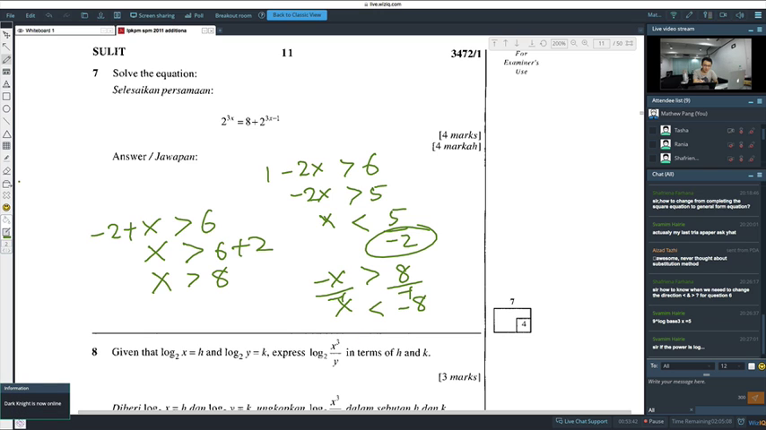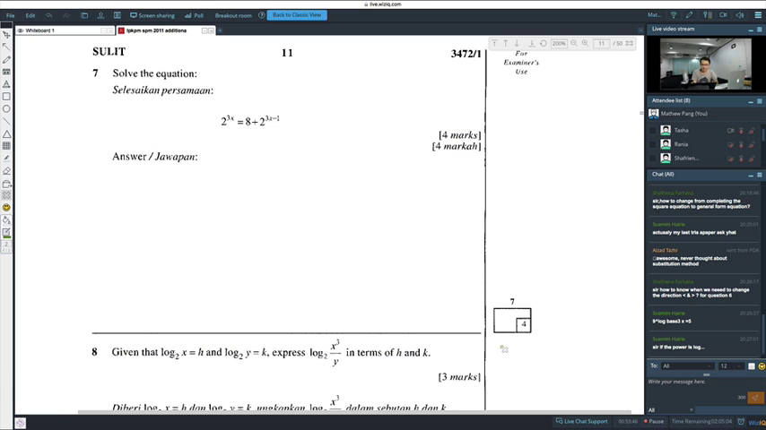For log, you have to pay a lot of attention. For a log question, when do you need to change the inequality symbol? So for example, I have x multiplied by log 0.4 equals 2. I want to find x. Okay, let me just take my calculator quickly.